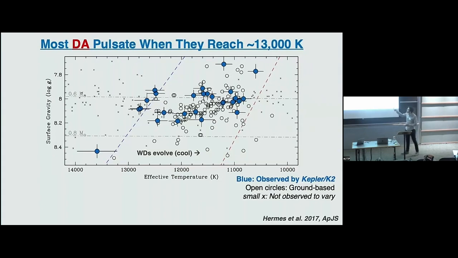There are a couple of little X's that are pretty deep in the instability strip, so there are some that aren't observed to vary. We think that may have to do with the fact that they have some moderately sized magnetic fields. But the vast majority of DAs that are cooling through this instability strip will pulsate.